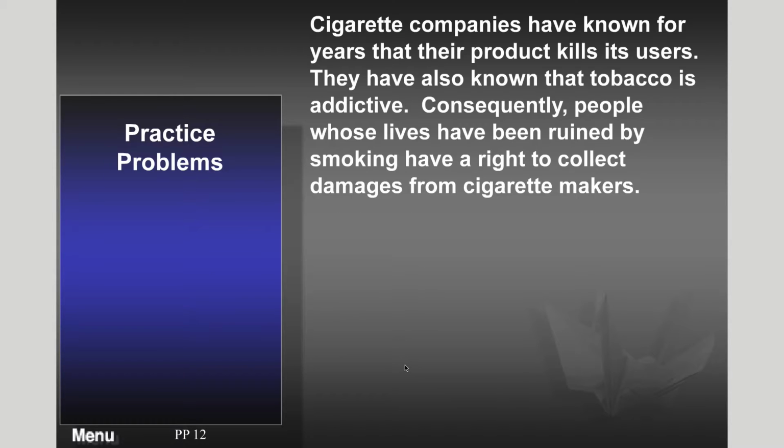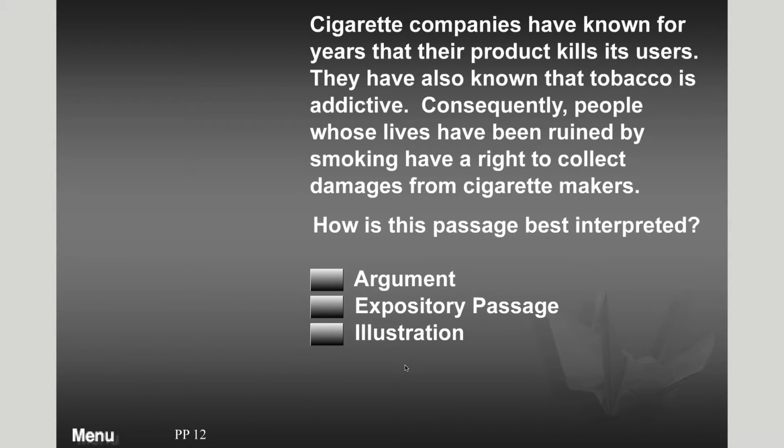So here's another practice problem. Cigarette companies have known for years that their products kill their users. They've also known that tobacco is addictive. Consequently, people whose lives have been ruined by smoking have a right to collect damages from cigarette makers. Now, how should we best interpret this paragraph? Well, obviously we have something important here, which is the word consequently, which we know to be a conclusion indicator from 1.1. And do these two sentences, cigarette companies have known for years, and they also knew that tobacco is addictive, lead you to this conclusion? Are they inferential?